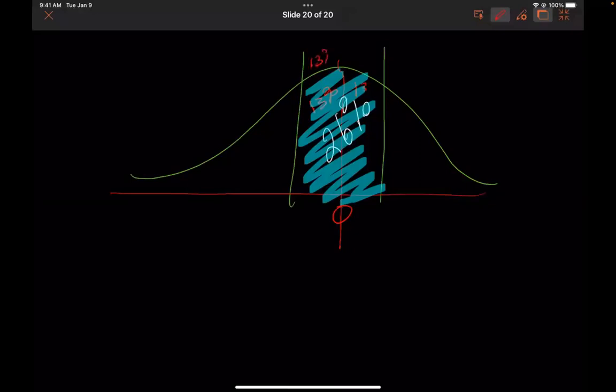Are y'all with me so far? So I would do 0.5 plus 0.13 to get this spot right here. Then I would do 0.5 minus 0.13 to get this one right here. So in my inverse norm, I would use 0.63 and 0.37. This would give me my boundaries, my z-scores, because that's the middle 26%. Does that make sense?